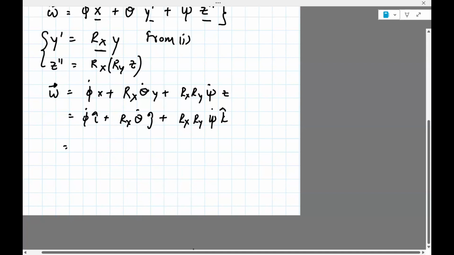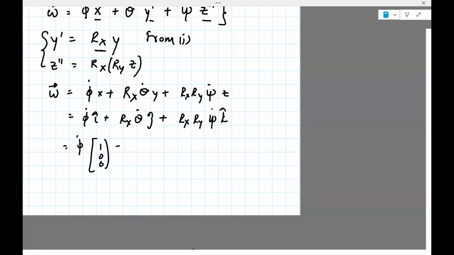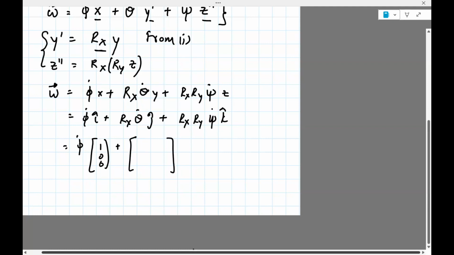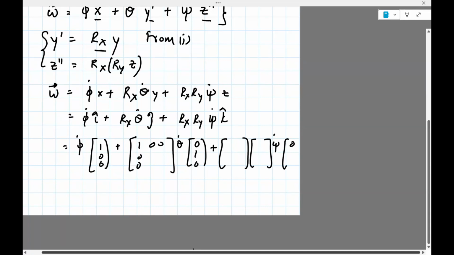Okay, so the way to get this is you'll write I as 1, 0, 0 plus Rx times, so Rx is the rotation matrix with 1, 0, and I'll not finish it, but it'll be something like that. Theta dot times j 0, 1, 0 plus Rx Ry psi dot 0, 0, 1. So this can be done by hand, of course, but you could also do it using the symbolic toolbox.